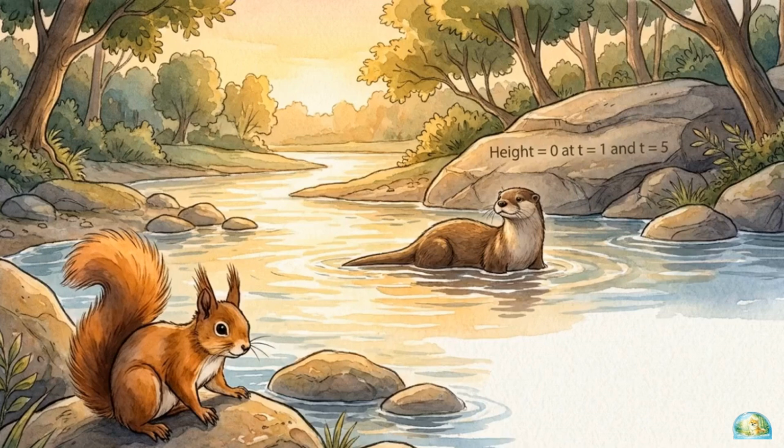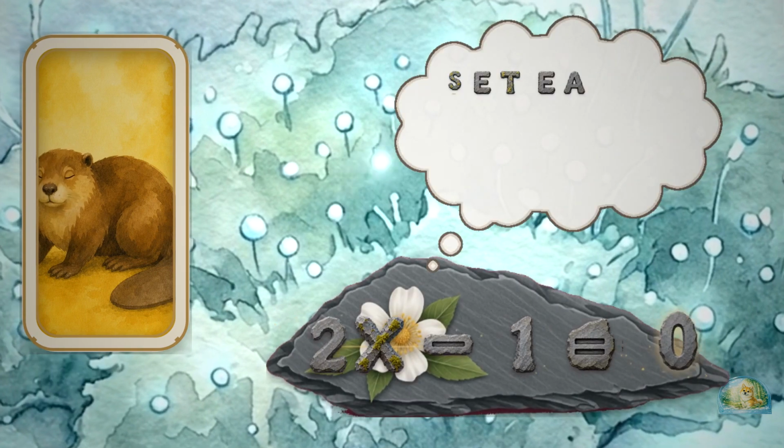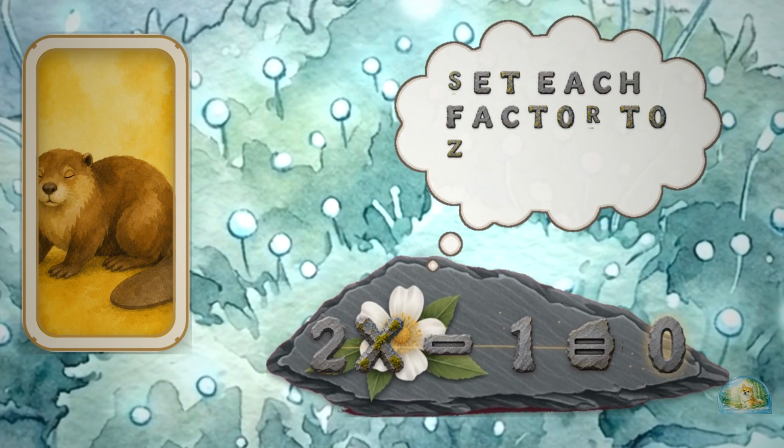How would you check this result? The factors 2x minus 1 and x minus 3 give zeros 1/2 and 3.